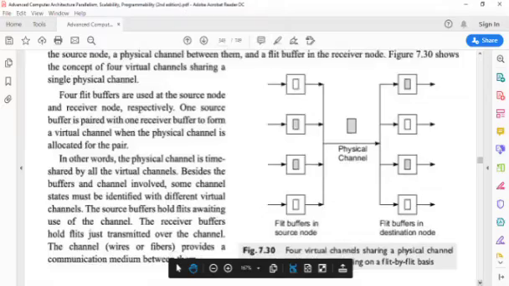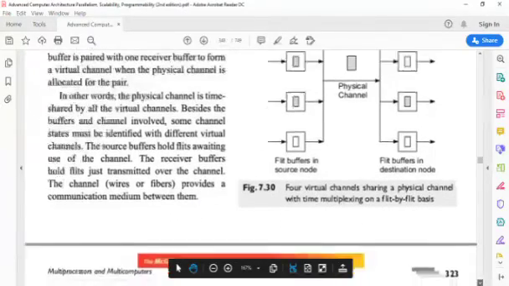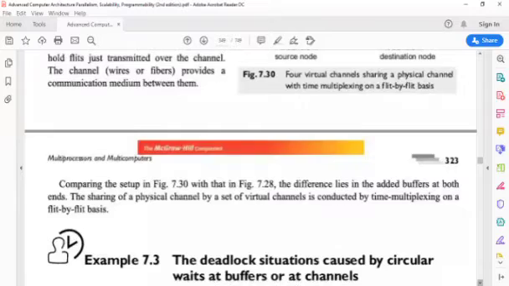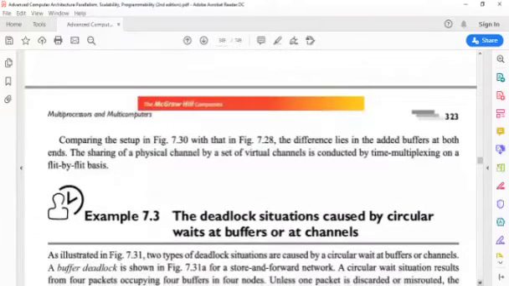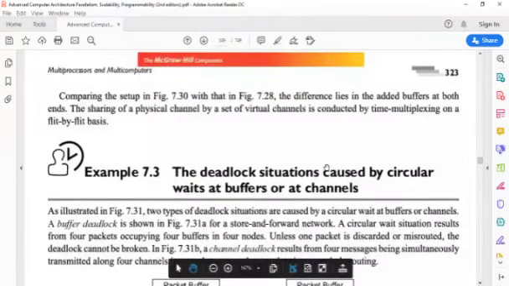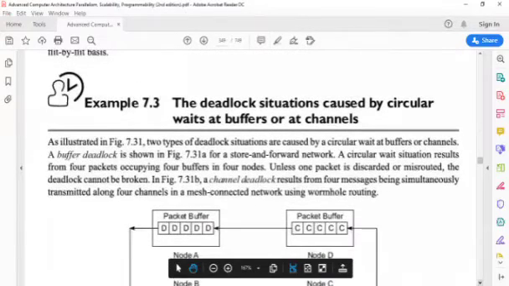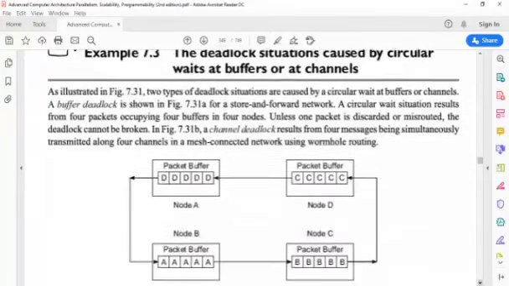The channel is made by a wire or a fiber. The channel is purely created by a wire or a fiber. So the physical channel is shared by virtual channels through time multiplexing on a flit by flit basis. On a flit by flit basis, each node communicates through the virtual channel.